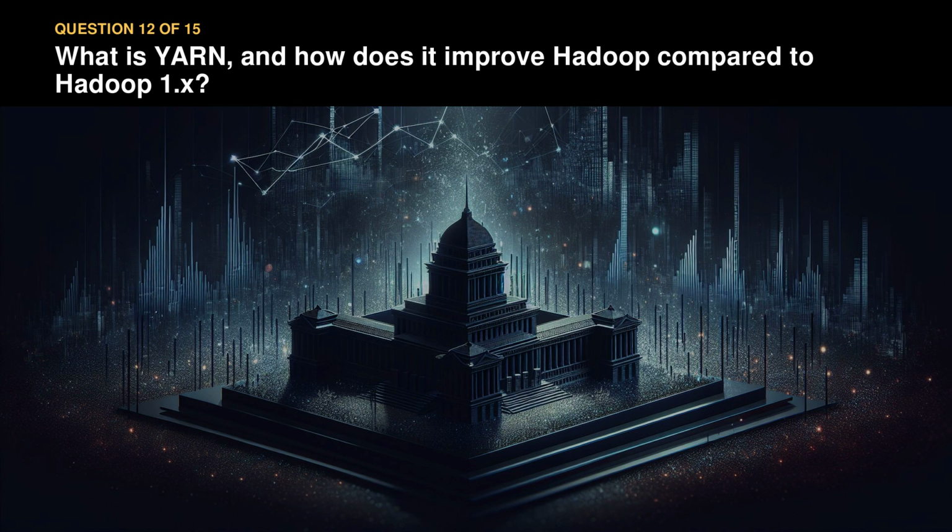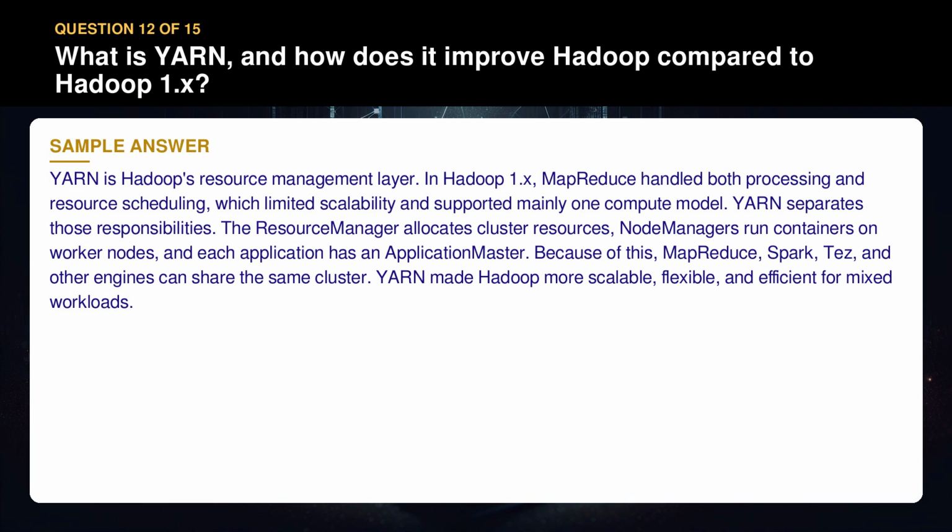Question 12. What is YARN, and how does it improve Hadoop compared to Hadoop 1.x? YARN is Hadoop's resource management layer. In Hadoop 1.x, MapReduce handled both processing and resource scheduling, which limited scalability and supported mainly one compute model. YARN separates those responsibilities. The resource manager allocates cluster resources, node managers run containers on worker nodes, and each application has an application master. Because of this, MapReduce, Spark, Tez, and other engines can share the same cluster. YARN made Hadoop more scalable, flexible, and efficient for mixed workloads.